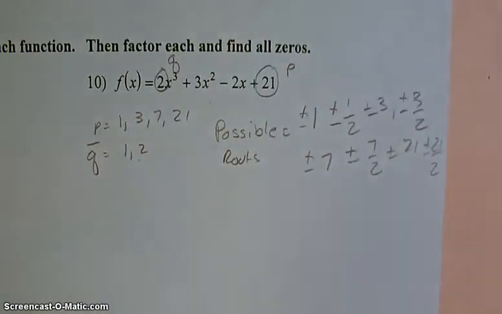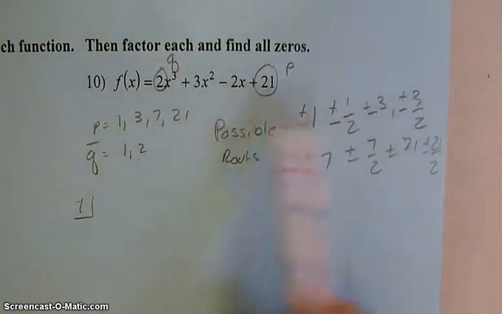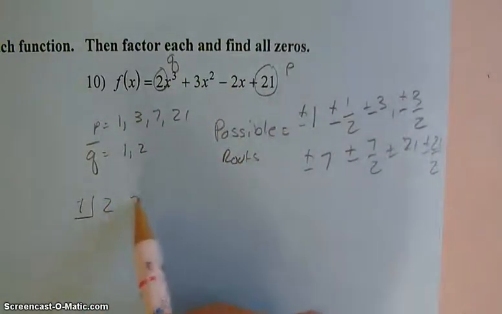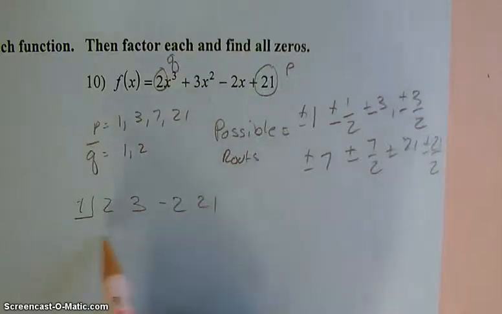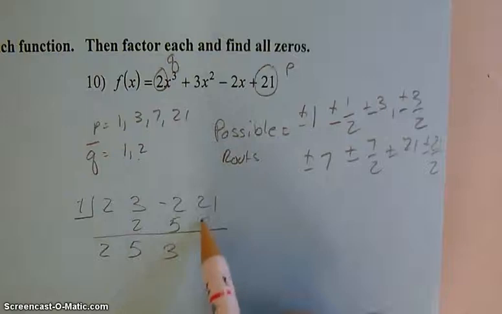So I'm going to try positive 1 here. So I'm going to put a 1 here. I've got all my factors, so I have a 2, a 3, and a negative 2, and a 21. Bring down my 2. 1 times 2 is 2. 3 and 2 is 5. 1 times 5 is 5. Okay, that is not going to get me a big enough number. So that's not going to work. So that's no. So let's try.